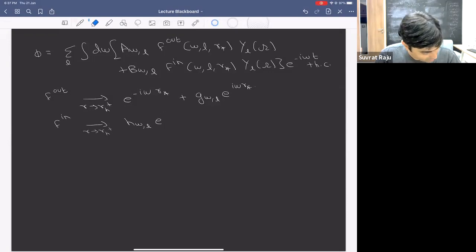sorry, I hope I got the factors right. Sorry, I messed up my minus signs. 1 second, please. Should put a minus sign here, and this looked like.